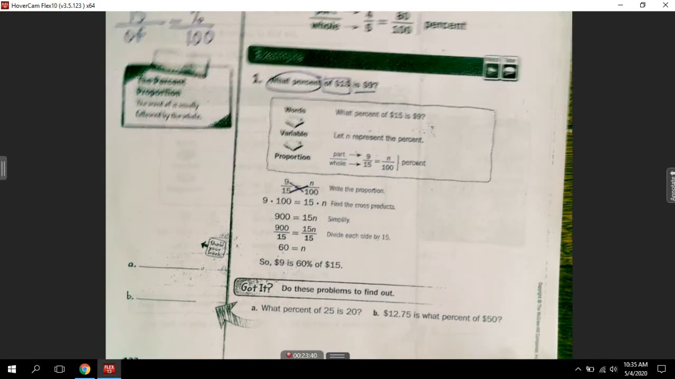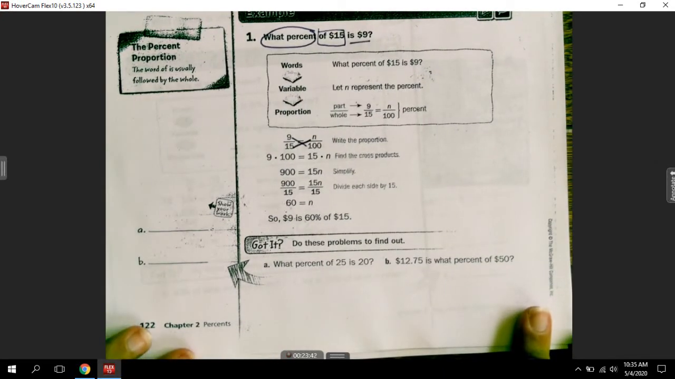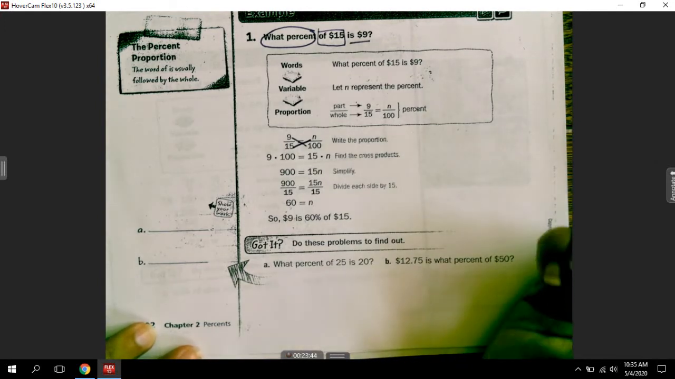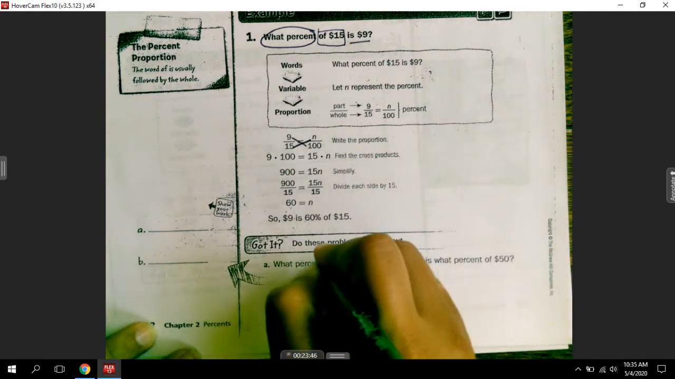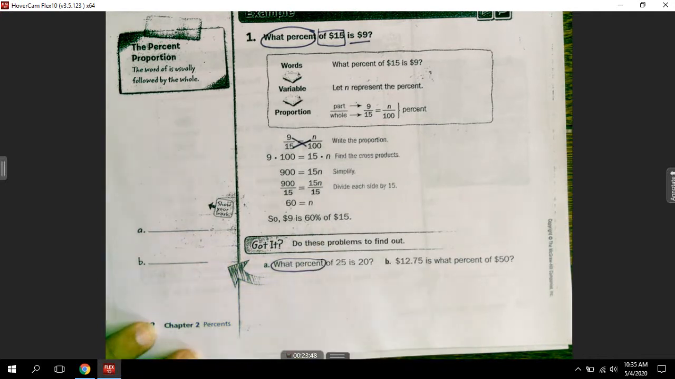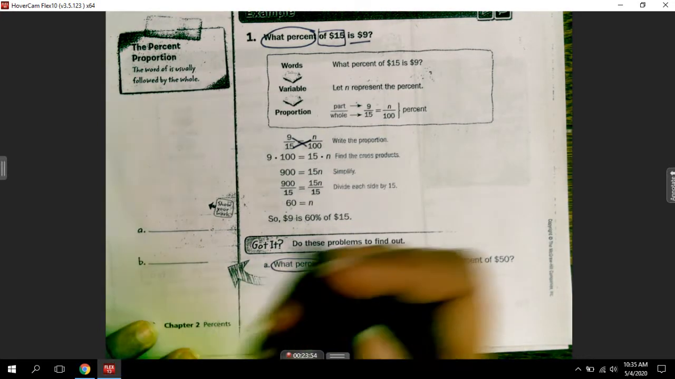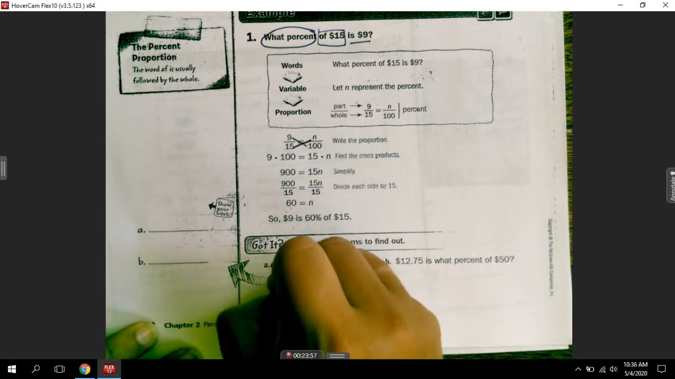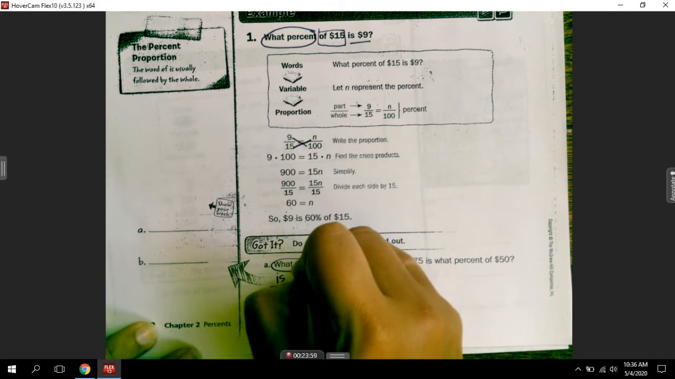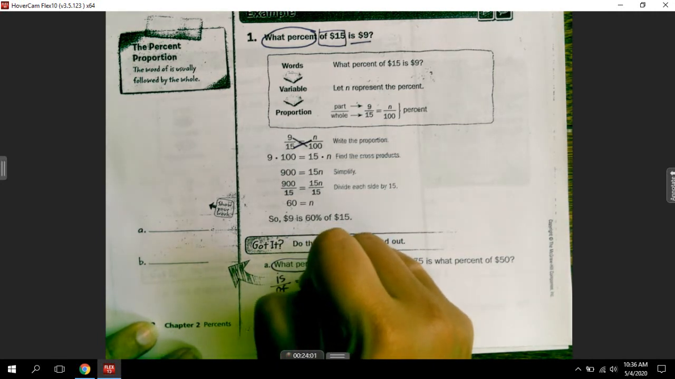Let's look at example A. It says what percent of 25 is 20? What percent, that's what I'm finding, so I'm circling what percent. Of 25 gets boxed, is 20 gets underlined. So your proportion is going to be is over of equals percent over 100.